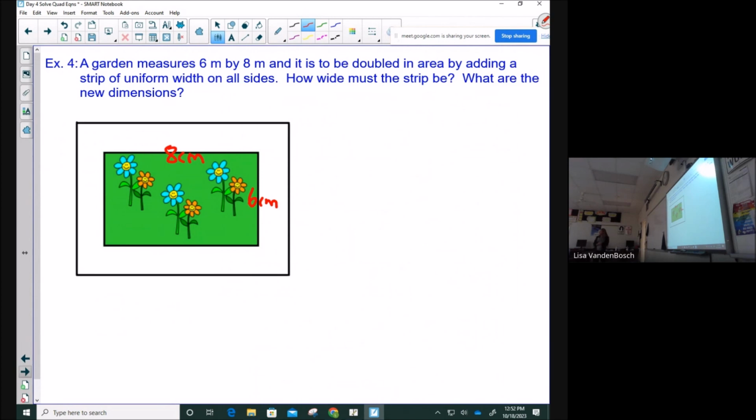On your test or on a quiz or on an assignment, if you do it the other way, it does not matter. So there's our garden. It is 6 meters.